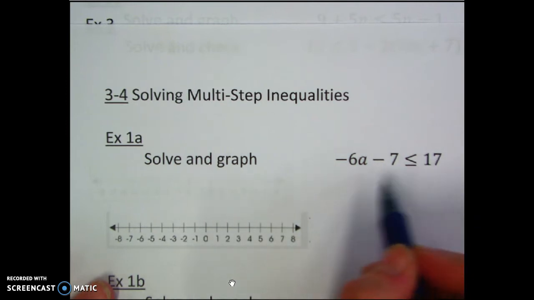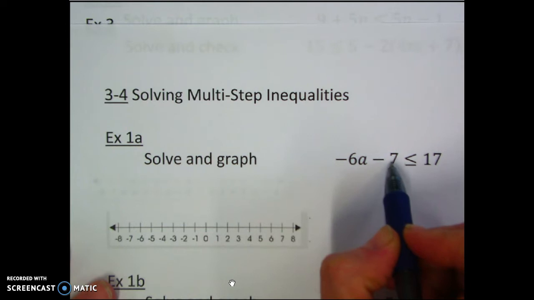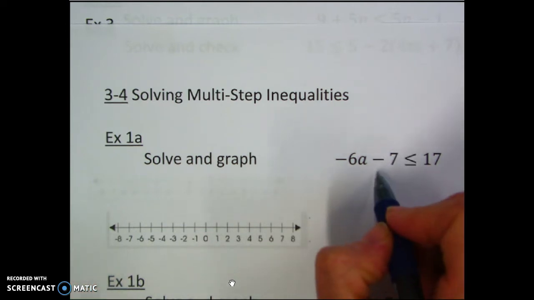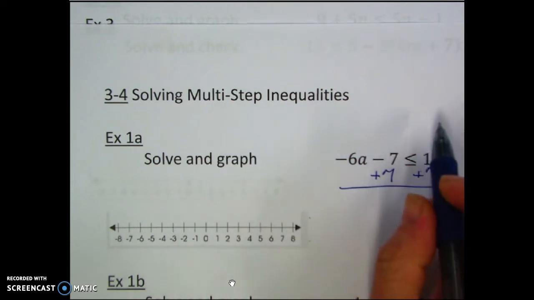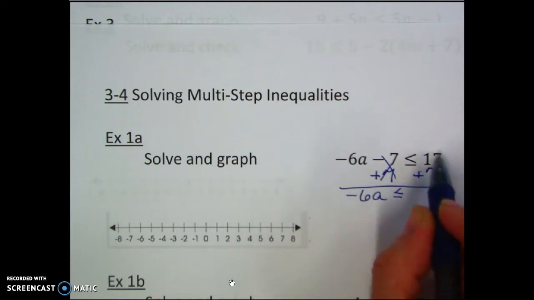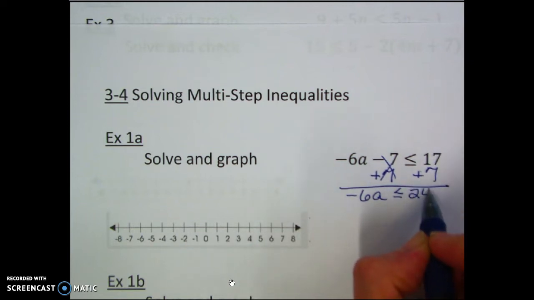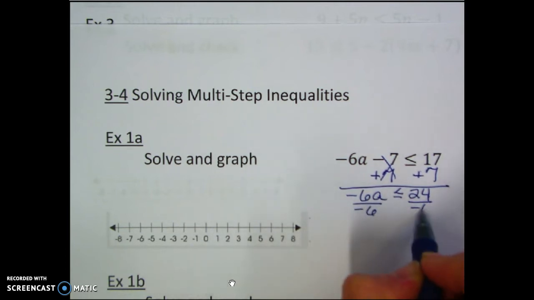Now this one only has 2 steps to it. We have A being multiplied and something being subtracted. So we want to undo what is added or subtracted first. Because 7 is being subtracted, we want to add it. 17 plus 7 is 24. And then we need to get rid of the 6, so we're going to have to divide by -6.